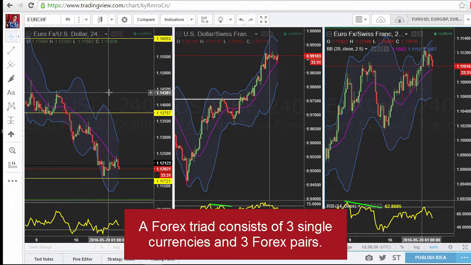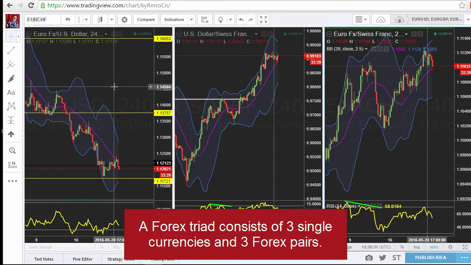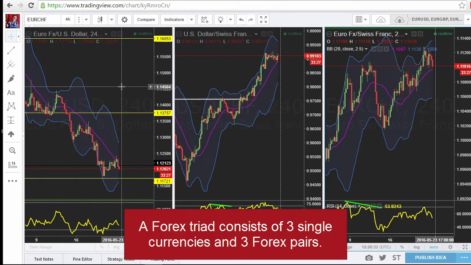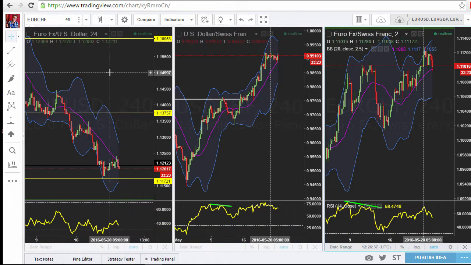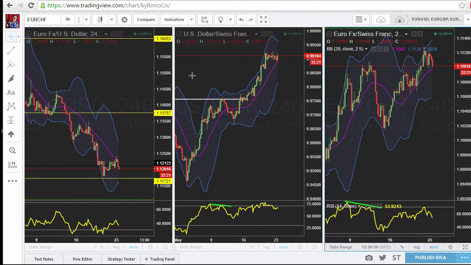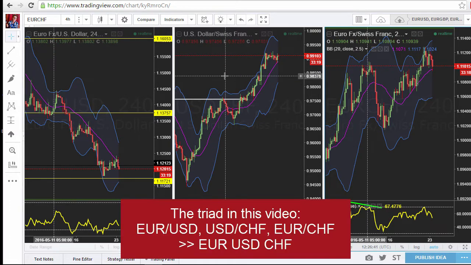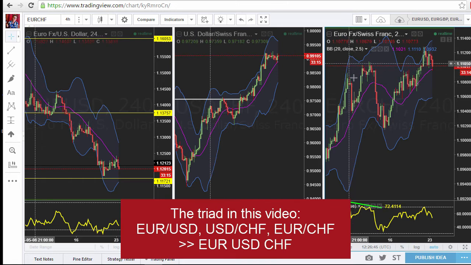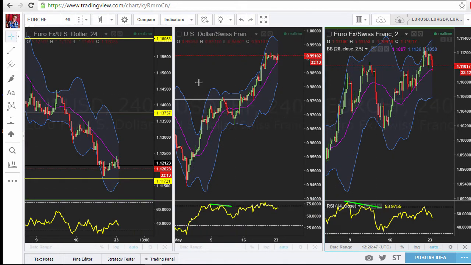So a Forex triad always consists of three currencies and also then three Forex pairs. So for this triad, we chose the euro US dollar here on the left. In the middle, you see the US dollar Swiss franc. And on the right, you see the euro Swiss franc. So across all the three pairs, we use the euro, the US dollar, and the Swiss franc.